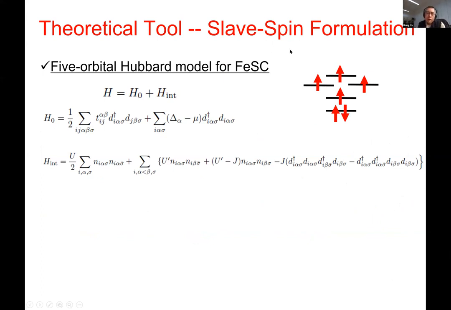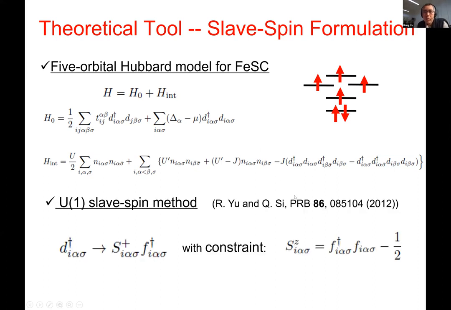And how to study this orbital selective Mott physics theoretically. Here we propose to solve the five orbital Hubbard model for the iron-based superconductors by using the so-called U(1) slave spin formulation. So here is the model. It consists of a tight binding part and an interaction part with the U, U prime, and the J Hund's terms.